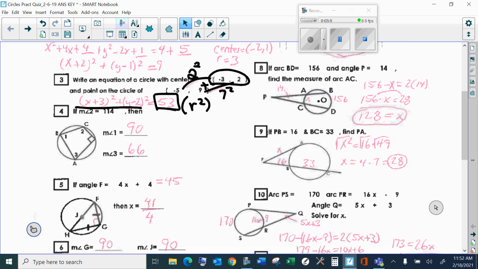Okay. You know, like I said, you could plot those 2 points, draw a right triangle, do Pythagorean theorem, or write out distance formula itself and do it. But that's a simple way of doing the distance formula right there.